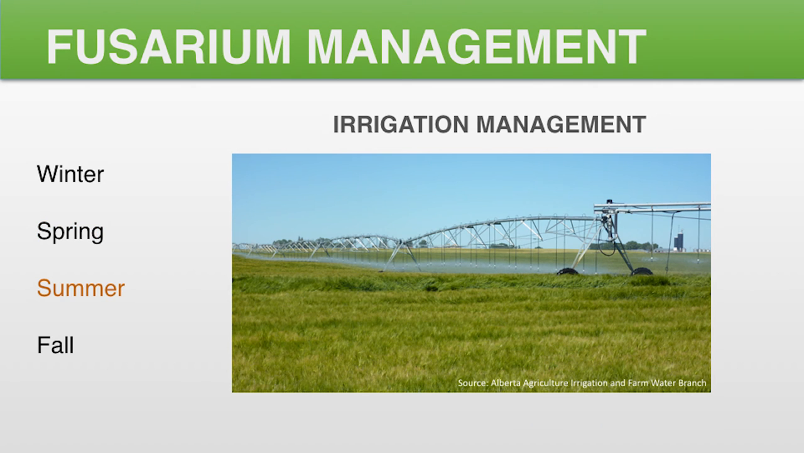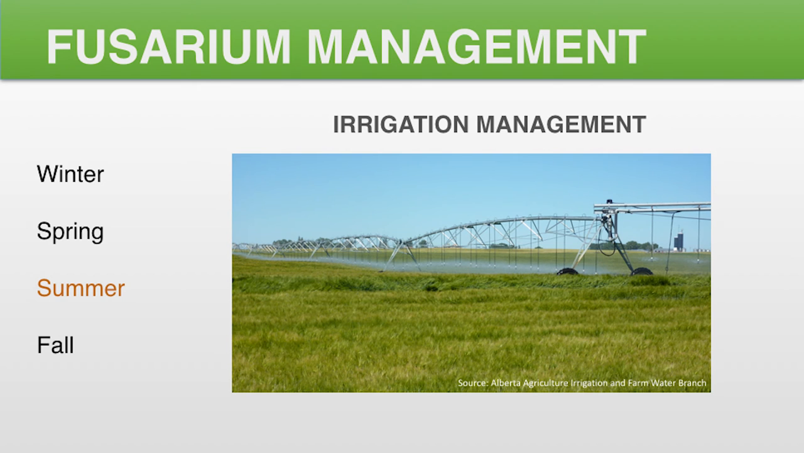In the summertime, in areas where irrigation is available, it's important to avoid or limit irrigation during the flowering period. And the way to do that is to saturate your soil profile 5 to 10 days prior to flowering, and then avoid irrigating or creating humid conditions during the period where the crop is flowering.